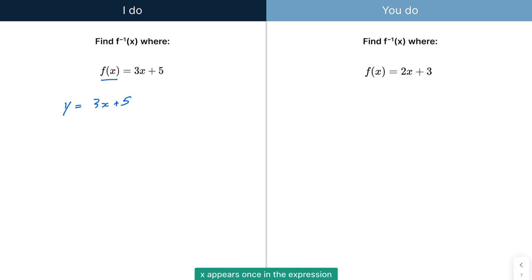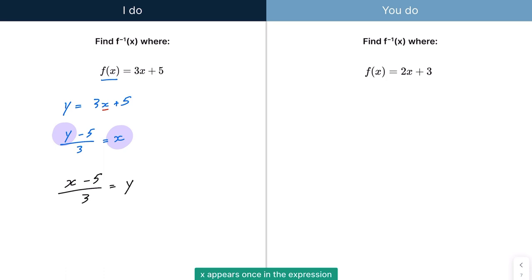Now we are going to rearrange this for x. So all I've now done is I've rearranged the formula for x. X is now the subject, and now all I need to do is replace x and y. So I'm going to swap x and y around. So if I just grab my highlighter, I'm just going to swap this and this around. And that's x minus 5 over 3 is equal to y.